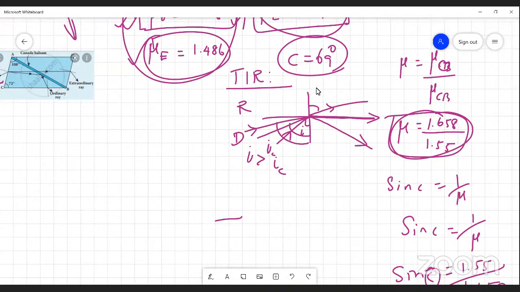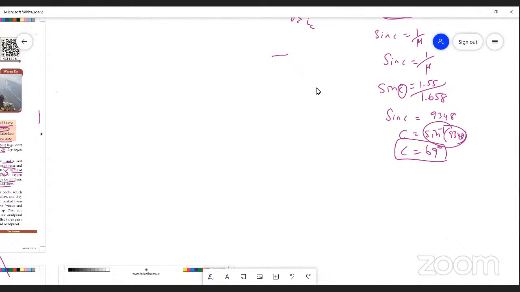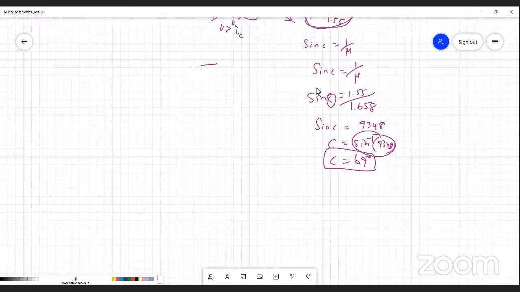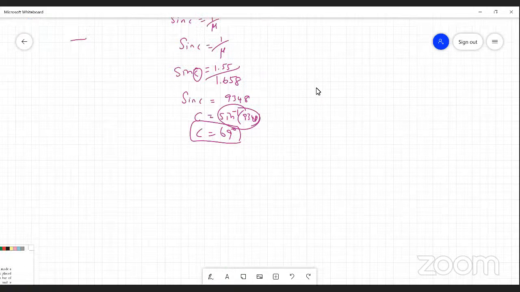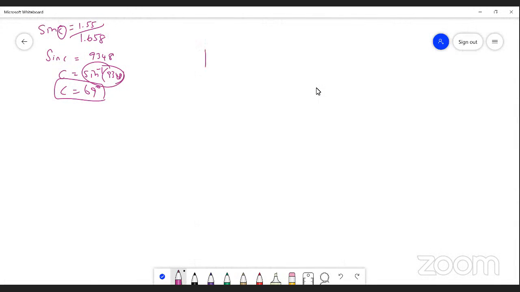The next topic is polarization by scattering.